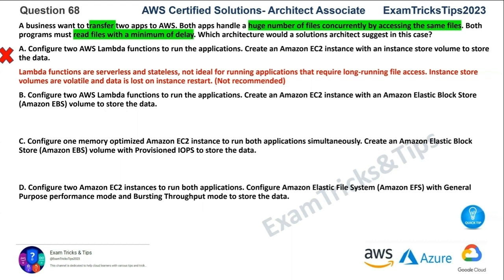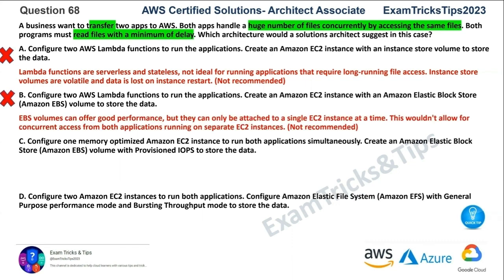Option B is sort of similar. Let's see what the option says. Use two Lambda functions and create an Amazon EC2 instance with an Elastic Block Store volume to store the data. Now, it's similar to option A, and Lambda is not the right solution. Option B is an extension of option A, but we are changing the EC2 instance store to EBS. Now, EBS volumes can offer good performance, which is all right, but you cannot attach one to multiple instances. It has to be attached to a single instance at any point in time. So you cannot use that as the solution for concurrent access from both the apps. So that's wrong.